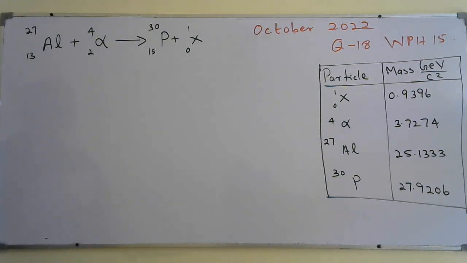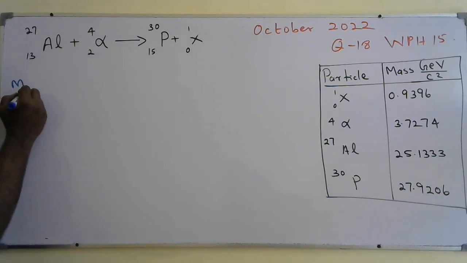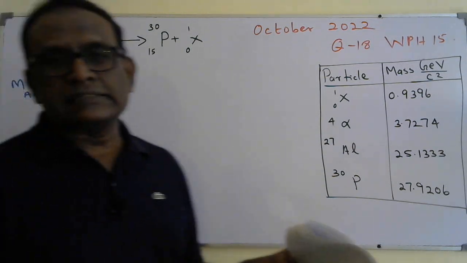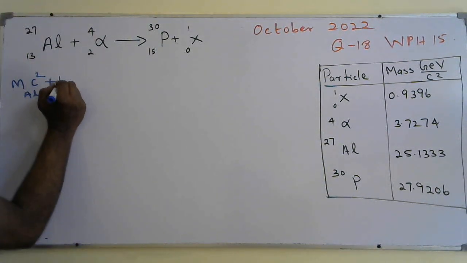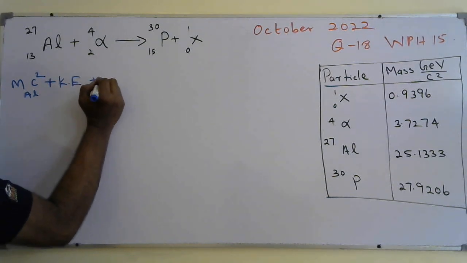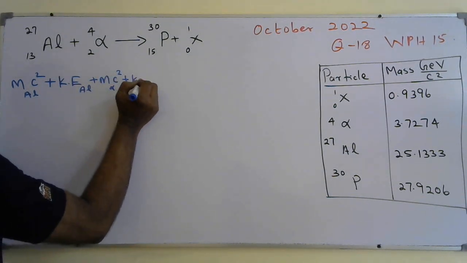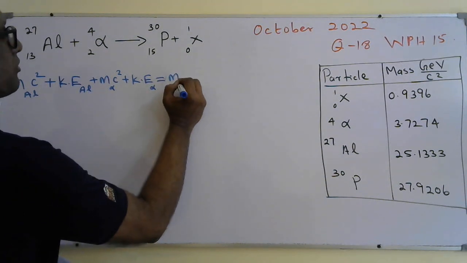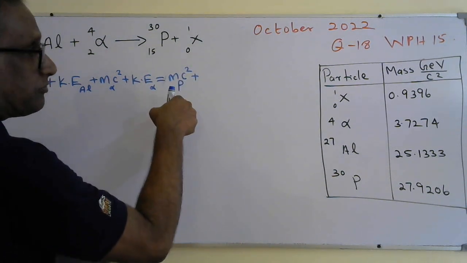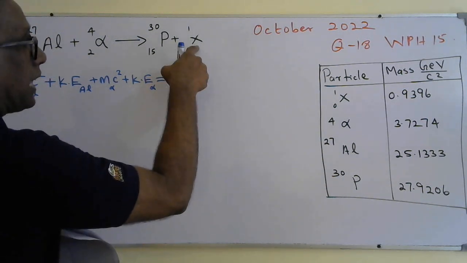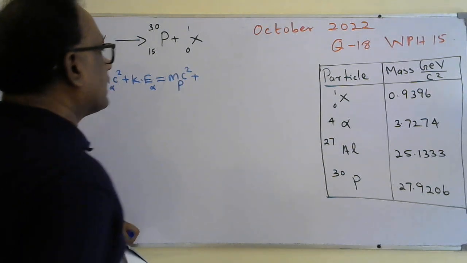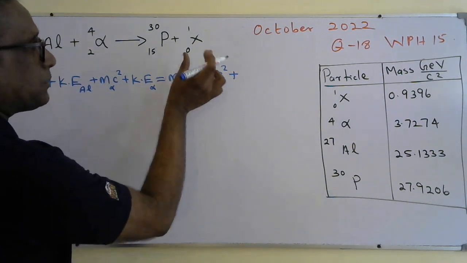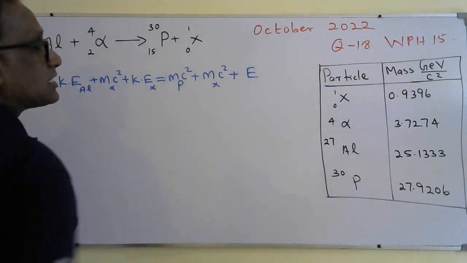So if I use the total mass energy relationship: mass of aluminium c squared plus kinetic energy of aluminium, which I don't need to write because nothing is mentioned about it, but anyway I'll write it, plus mass of alpha c squared plus kinetic energy of alpha, equal to mass of phosphorus c squared plus kinetic energy of phosphorus, plus mass of X c squared, because X is the neutron, they put it as X there. The kinetic energy of phosphorus plus the kinetic energy of X is the total energy they asked to find, so I put it as E.